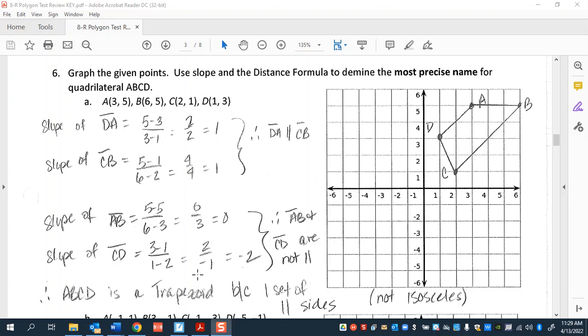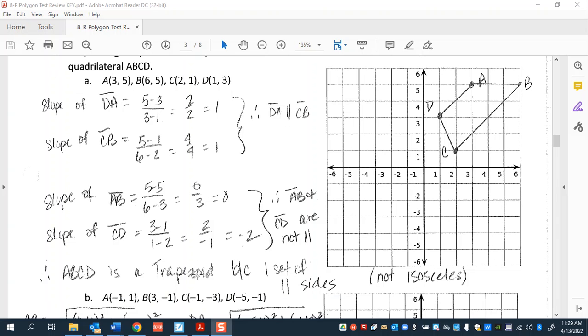I'm like, that looks like a trapezoid. Now my job is to prove it. And I prove it by saying there's exactly one set of parallel sides. Notice I have to do 4 calculations because in order for me to prove it's not a parallelogram, I need one set of sides that are not parallel. So I have to go through and say, hey, check these out, they have the same slope.